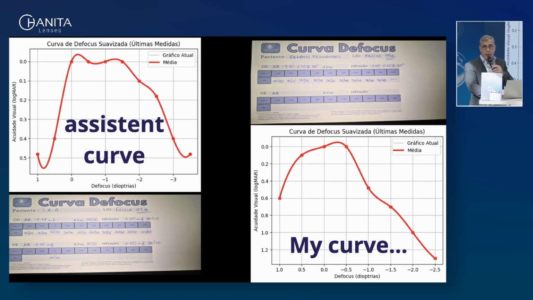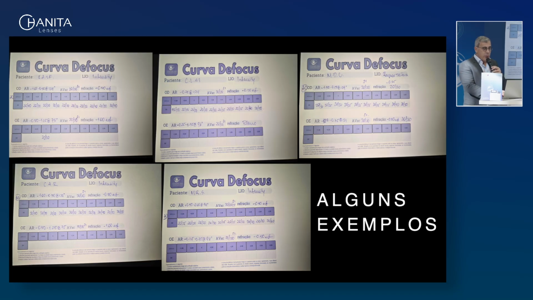My curve, I'm 49 years old. I'm a mild myope, I'm -3.5, and this is not looking good for me, but this is nature. You know, I have a very good corrected vision so far, and I have no accommodation whatsoever after -0.5. So then we collect the visual acuity for the patients.